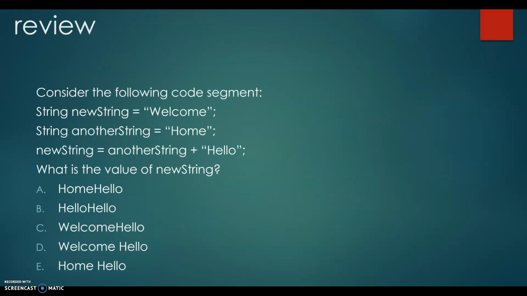Let's do a little review. Consider the following code segment. I declare and initialize a new string that contains the value welcome. I declare and initialize another string that contains the value home. Now I'm going to use what's known as a concatenation operator. I'm going to take another string, and I'm going to concatenate to that the string literal hello. What is the value of new string? Take a moment, look at your answer choices. You may pause this video if you need more time.